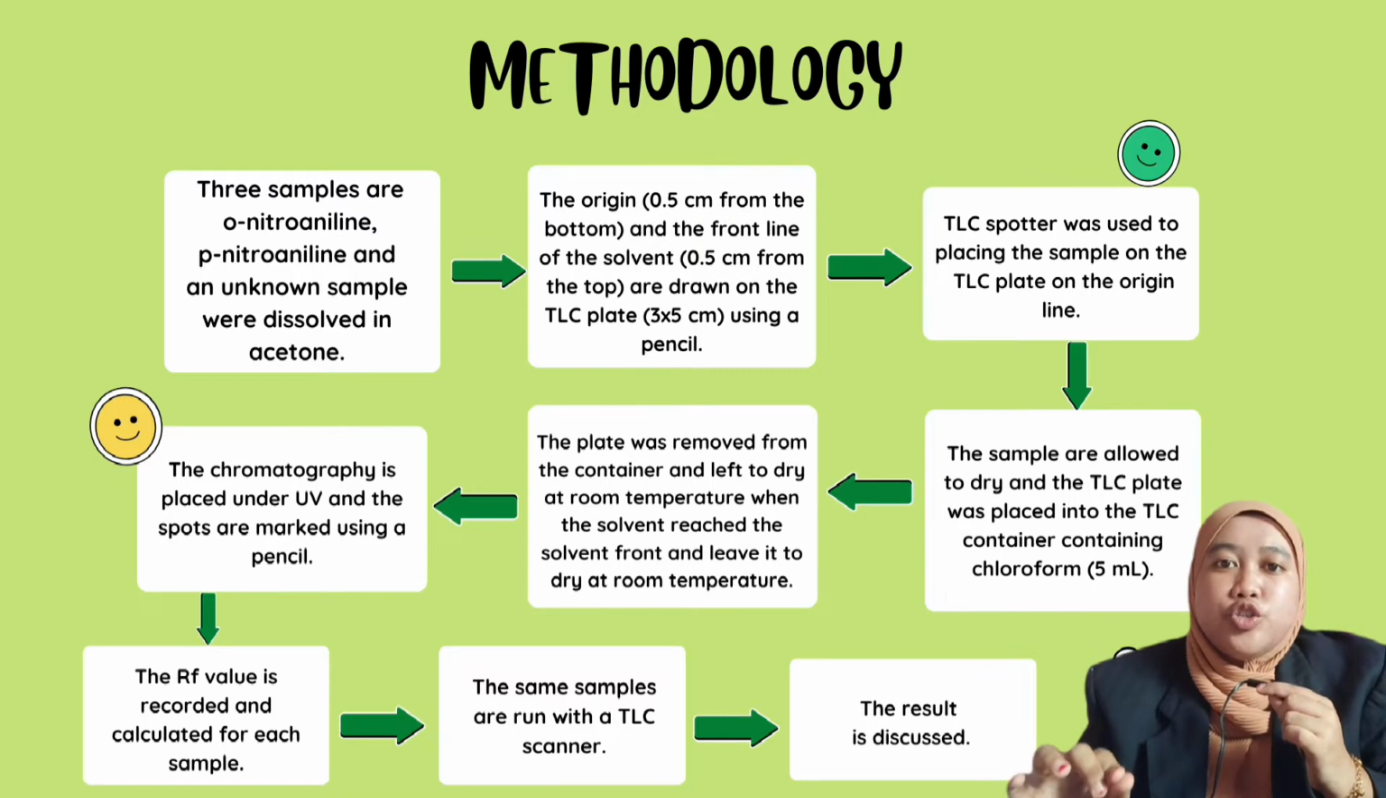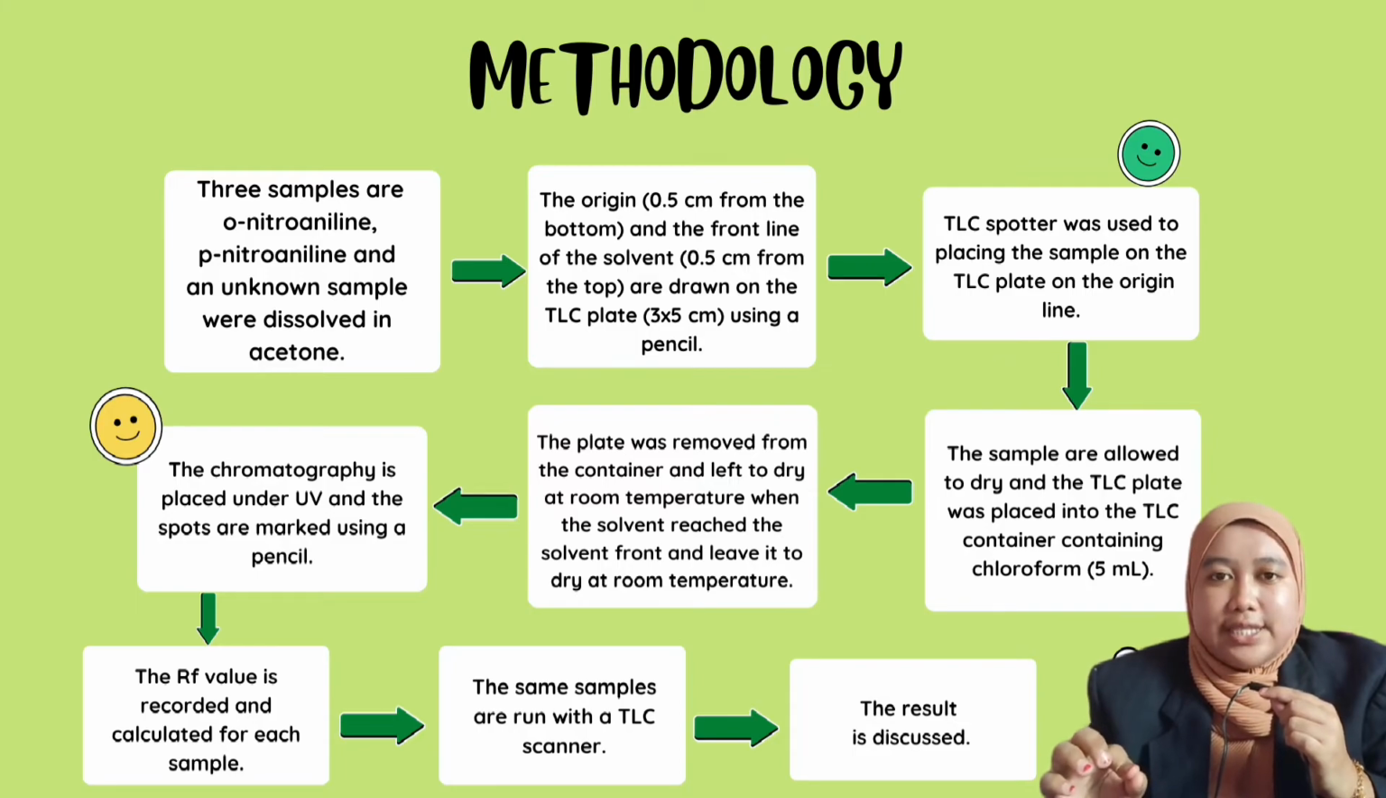The samples are allowed to dry, and the TLC plate was placed into the TLC container that contained 5 ml of chloroform. The plate was removed from the container and left to dry at room temperature when the solvent reached the solvent front. The chromatography plate is placed under UV light, and the spots are marked using a pencil. The RF value is recorded and calculated for each sample. The samples are run with the TLC scanner, and the results are discussed.